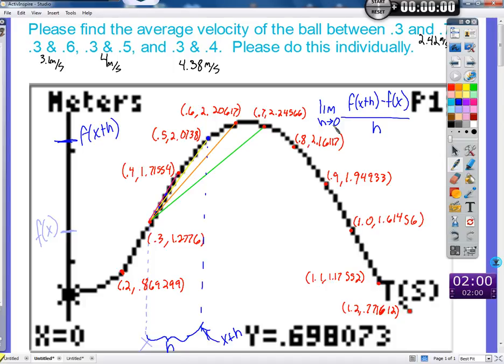Okay? So this is the stuff that we've been training for. We needed limits to approach this problem, to even be able to attempt this problem. And now we have limits, now we can do that. Okay?